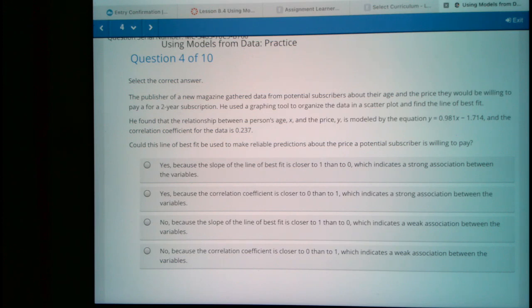Our two choices then are: no, because the slope of the line of best fit is closer to 1 than to 0. Nope. It's no, because the correlation coefficient is closer to 0 than 1, which indicates a weak association between the variables.